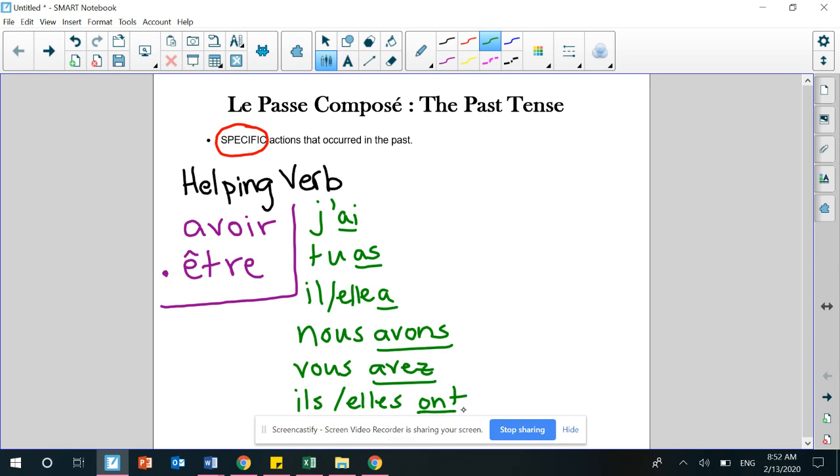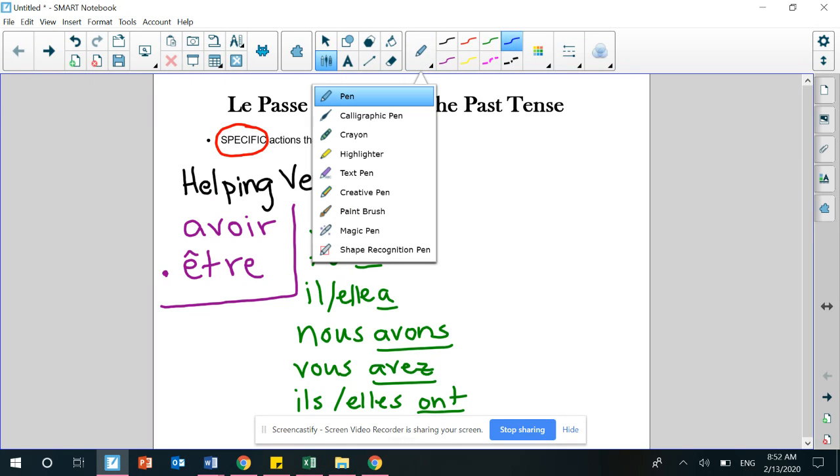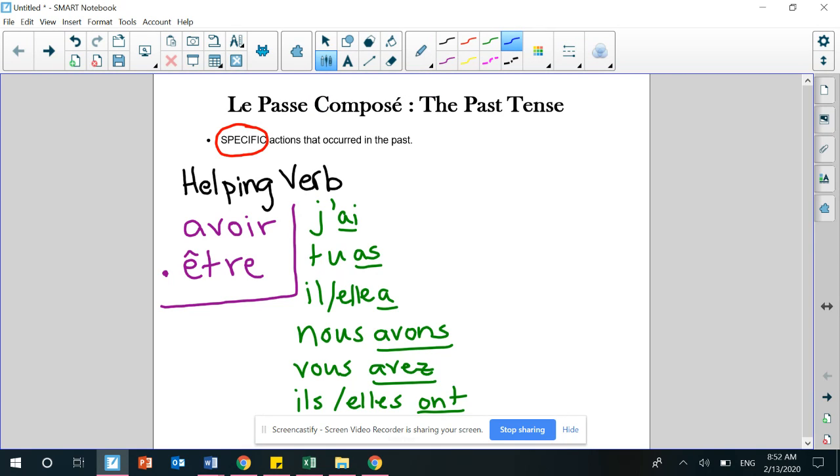So when we speak in the past tense and we're using any verb that's not one of those 17 verbs that uses être, our sentence in the past is always going to start with the helping verb avoir conjugated in one of these forms. The second part of our verb is what's called the past participle. All right, the past participle is just a specific form of a verb that is used in the passé composé to express that it's a past event.